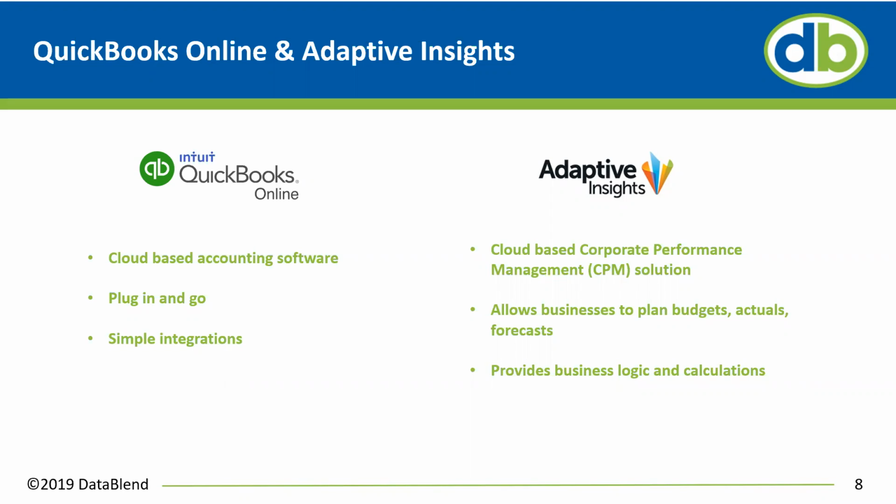Pretty simple. It allows for simple integrations between applications, and they offer a bunch of templates. It's a great solution. Then we have Adaptive Insights, which is a corporate performance management, or CPM, solution. It is also cloud-based and can be accessed from anywhere. What Adaptive does is it allows businesses to plan budgets, actuals, forecasts, etc. It also provides business logic and calculations that help organizations to create custom formulas for their business.